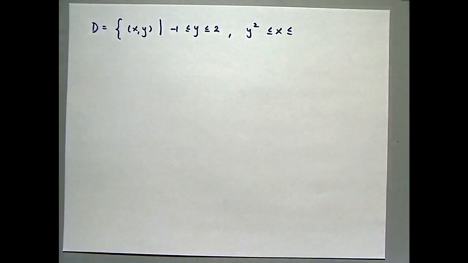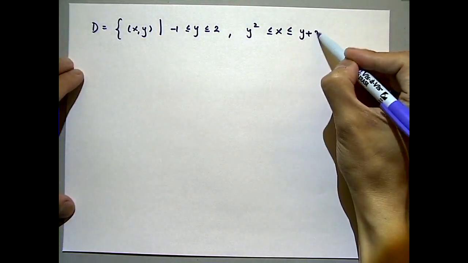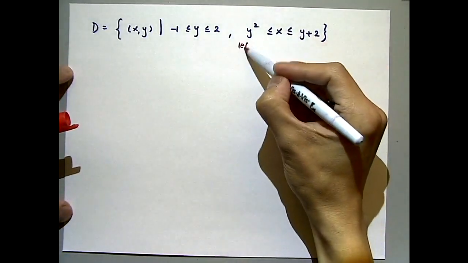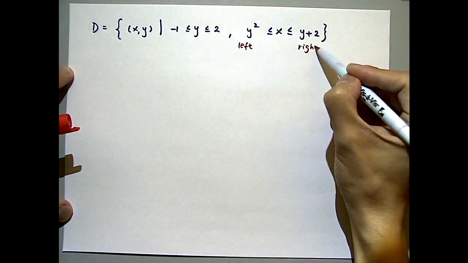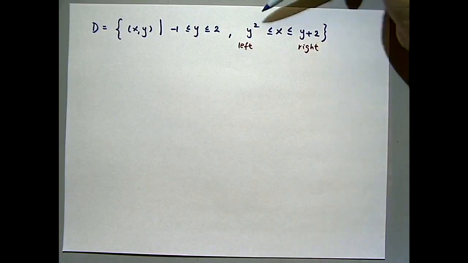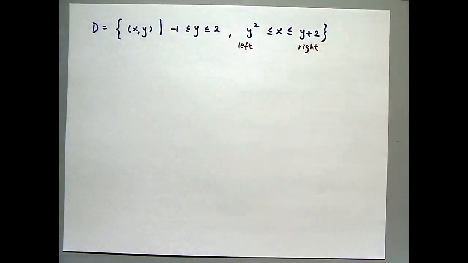And then the upper bound is the curve on the right. That's a straight line, and you don't want to use x minus 2, because you want x as a function of y. So you have to use x is equal to y plus 2. Remember, this is the left, this is the right. A more positive x is on the right, a less positive x is on the left. Just like y, a more positive y is up, a less positive y is down.